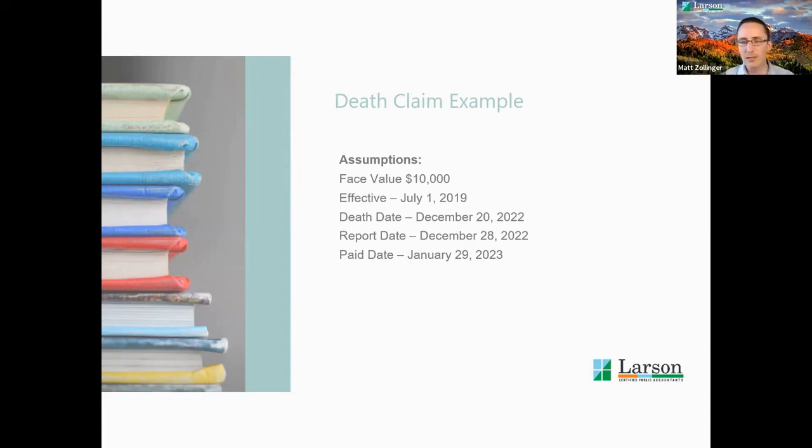Using kind of the same policy that we talked about for premiums, we issue a policy with an effective date of July 1st, 2019, with a face value of $10,000. And then the other assumptions, we'll look at a death date as of December 20th, 2022, and a report date. And so the company's notified of the death on December 28th, 2022. And then the actual payment of the claim is done in January of the next year.